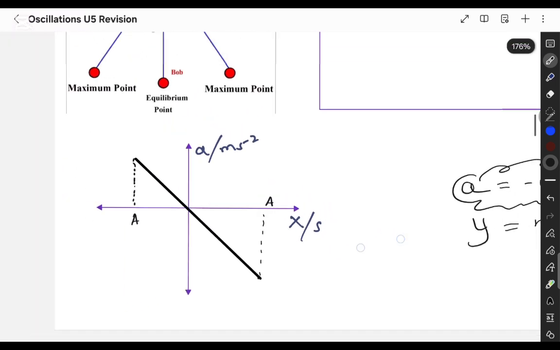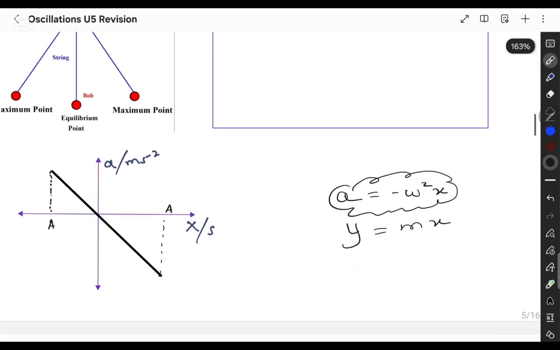Okay. And then using all of this, you can find the gradient. The gradient m is going to be equal to omega squared. Okay, you can ignore the minus sign. And then you can square root the gradient and you can get omega. And when you get omega, you can find the time period. So that's going to be really helpful.